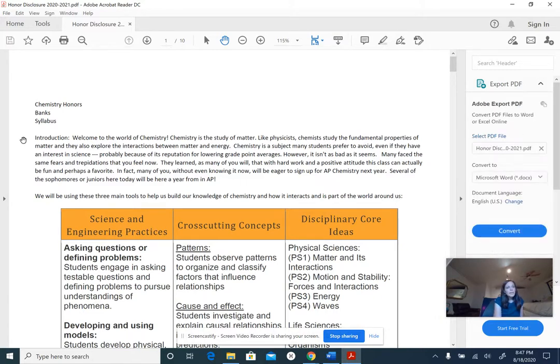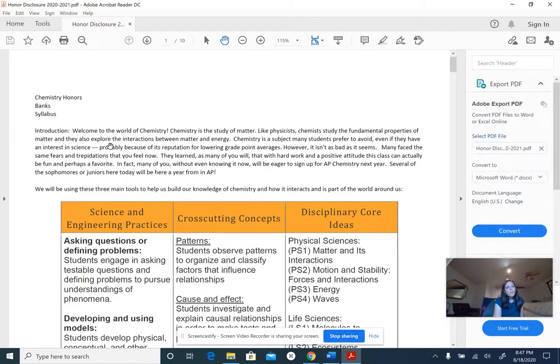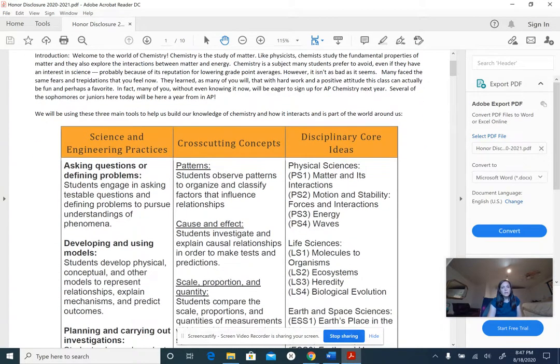Introduction: welcome to the world of chemistry. Chemistry is the study of matter. Like physicists, chemists study the fundamental properties of matter, and they also explore the interactions between matter and energy. So we want to look at all the things that we have for free energy and for all the things that we are going to talk about this year.